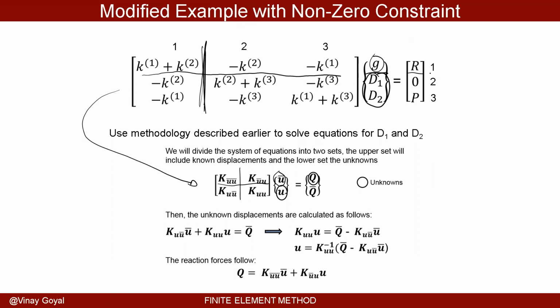So now all you have to do is, this KUU here, invert that. You know Q bar, you know this whole thing, which is that. You know this one, KUU bar, completely. And you know the deflections that are specified. So you can calculate the unknowns here, D1 and D2. And then you can calculate the reaction forces.